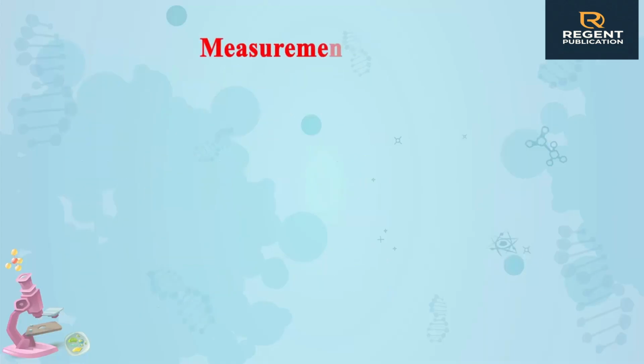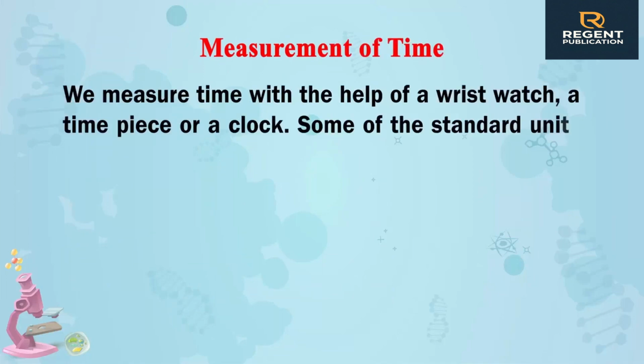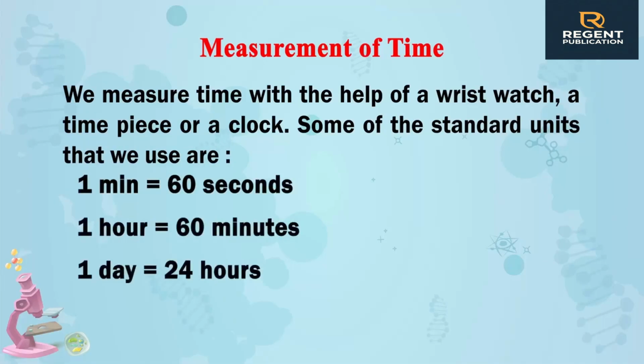Measurement of time. We measure time with the help of a wristwatch, a timepiece, or a clock. Some of the standard units that we use are 1 minute equal to 60 seconds, 1 hour equal to 60 minutes, 1 day equal to 24 hours.